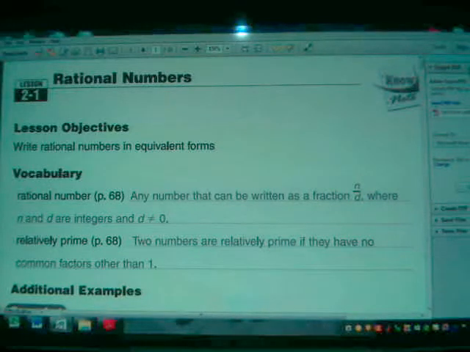It does not mean that the numbers themselves are actually prime. It does not necessarily have to be prime numbers to be relatively prime, although if they were both prime numbers, they would always be relatively prime. But it does not necessarily have to be so to be relatively prime.